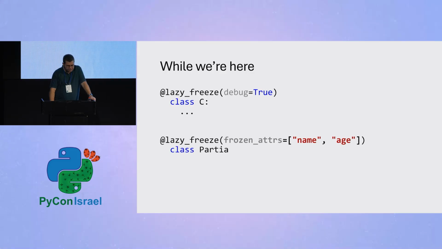And another addition is this parameter, frozen attributes with an explicitly specified list. And that is useful in particular in a scenario where you have a custom hash that only considers some of the attributes. These would be the only attributes that you'd want to protect.